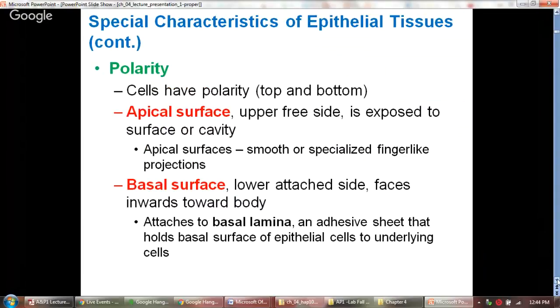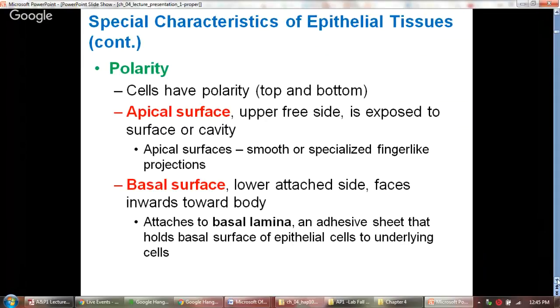Polarity means that cells have a top and a bottom. The top part we call the apical surface, which is the upper free side, and it's exposed to the surface or a cavity. For instance, the skin epithelia, which is the stratified squamous epithelia, is exposed to the outer surface. But think about the lining epithelia of the internal organs: they're exposed to a cavity of those internal organs.